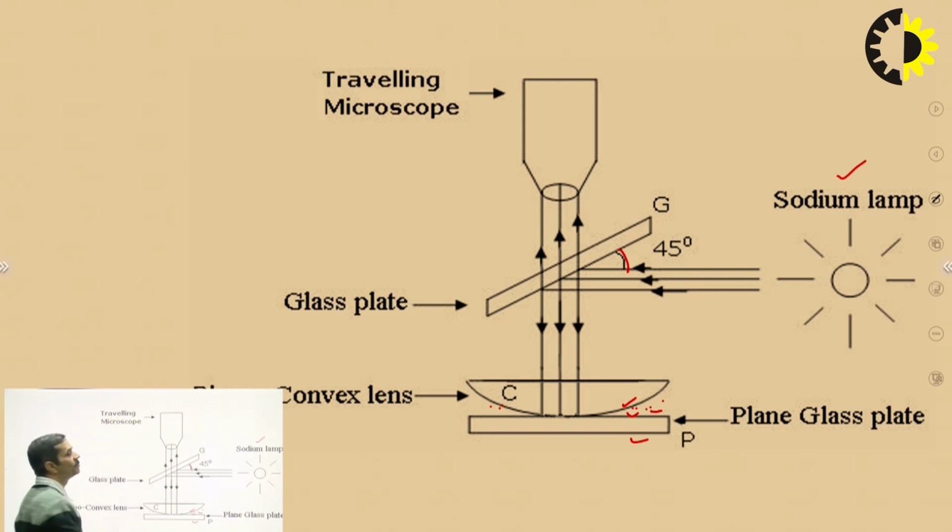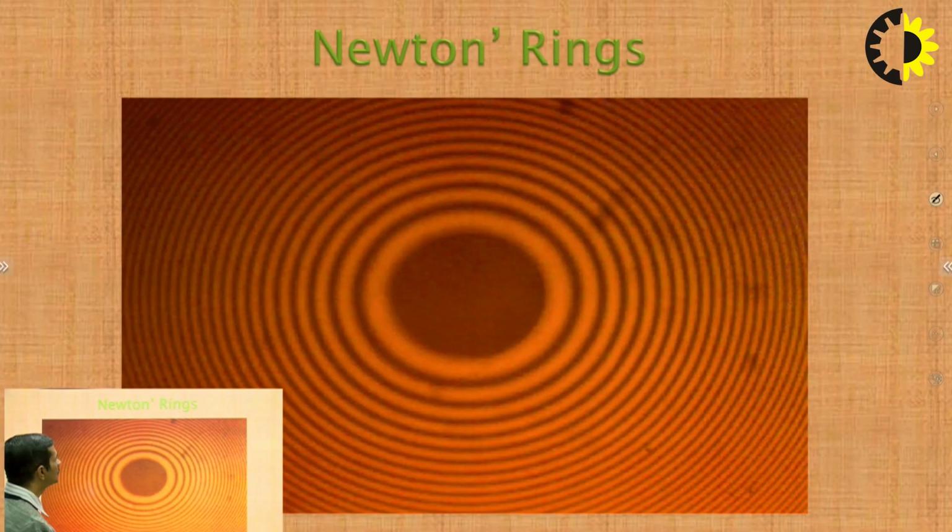Basically here this is a microscope, a traveling microscope, through which we can observe this interference pattern. So in this way we can observe the interference in thin films, basically Newton's rings. And this is the picture. This picture shows how the rings will form, how the interference pattern will form in this arrangement.